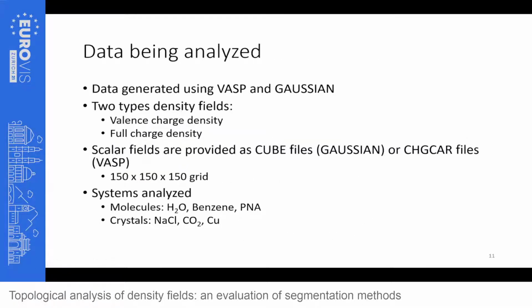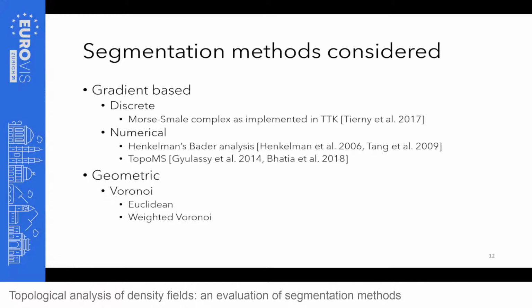Now, the data that is being analyzed is generated by VASP and Gaussian DFT software packages. Two types of density fields are considered, namely the valence charge density and the full charge density. The scalar fields are provided as cube files or charge card files, and the systems being analyzed are H2O, benzene, PNA, NaCl, CO2, and copper. In our talk, we mostly focus on H2O, NaCl, and CO2. The segmentations that were considered are the discrete, Morse-Smale, Henkelman's analysis, TOPOMS, and Voronoi.